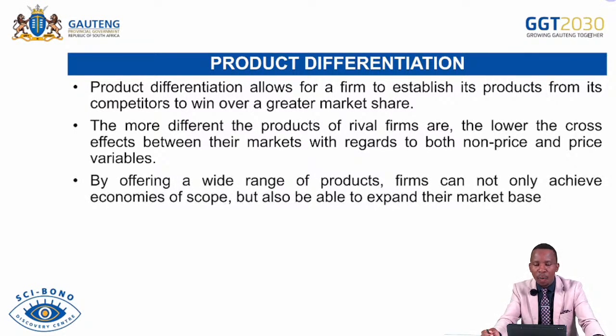By offering a wide range of products, firms can not only achieve economies of scope, but also expand their markets. If their products are improved, you find that one product is serving so many branches, so many aspects, so that it can be available to various consumers.